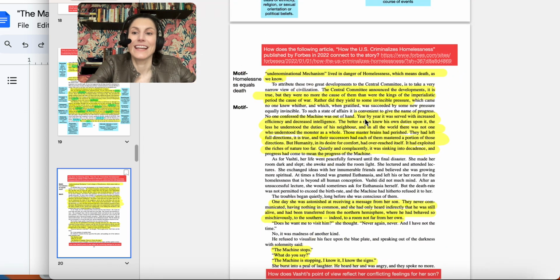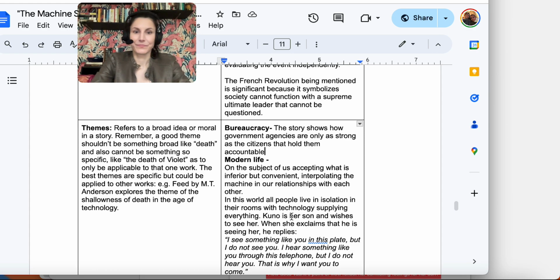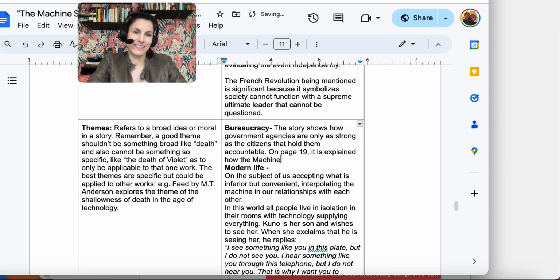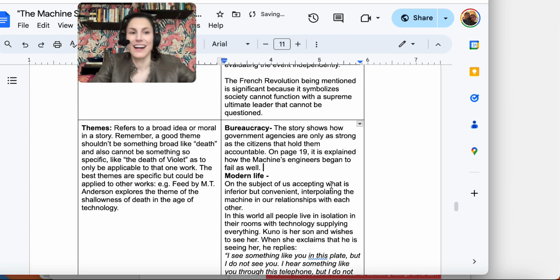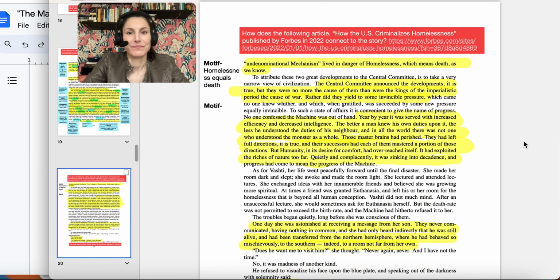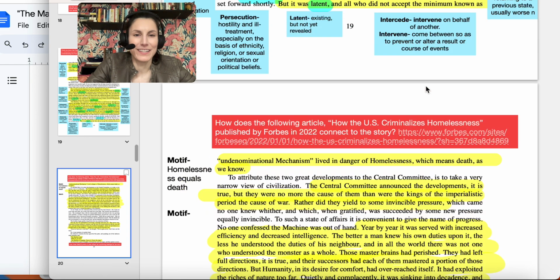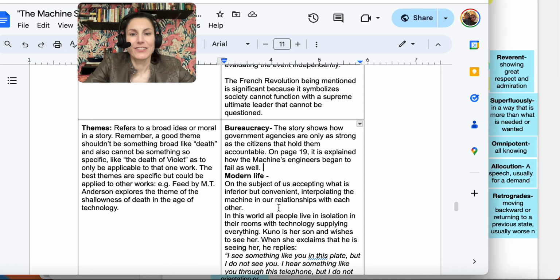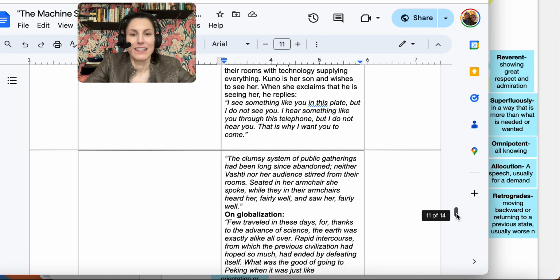So we can say on page 19, if I can get this to highlight, which I cannot. We'll say on page 19, it is explained how the machine's engineers began to fail as well. All right, so we have failing bureaucracy, failing engineers here, and the globalization. So that was from part one, where Vashti went to the surface and everything looked exactly the same.